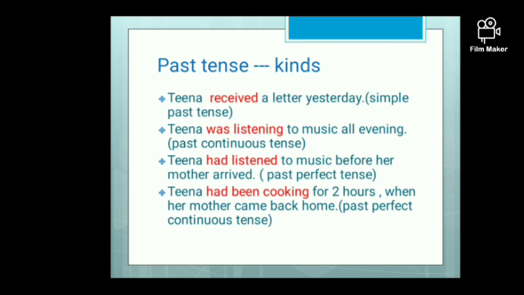Now look at these verbs elaborately. Received, simple past tense. Was listening, past continuous tense. Had listened, past perfect tense. And had been cooking, past perfect continuous tense.